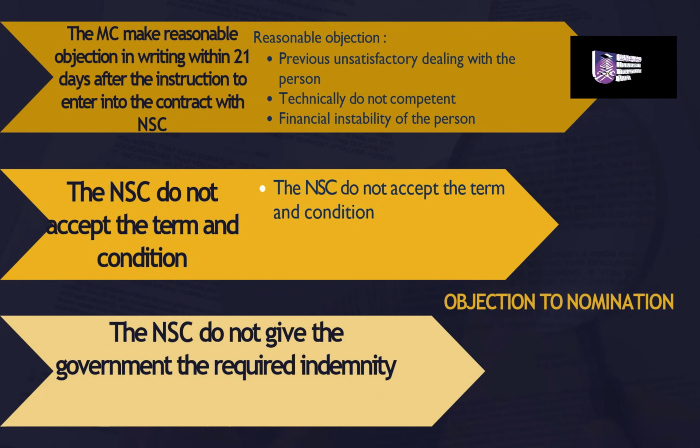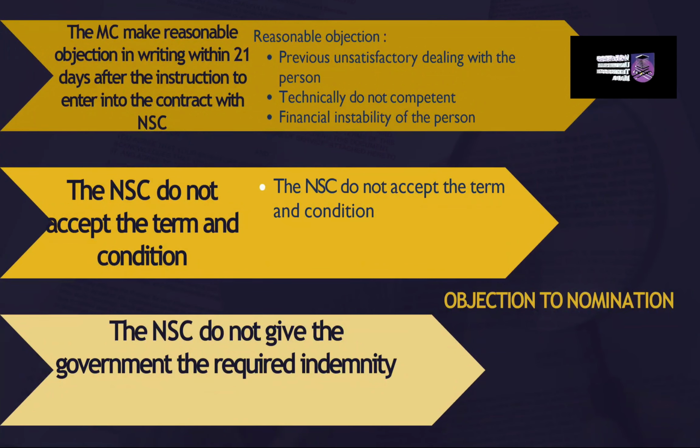Some examples of grounds for reasonable objections are previous unsatisfactory dealing with the person, technical incompetence of the person, and financial instability of the person. Reason number 2: if the proposed subcontractor will not accept the terms and conditions of the subcontract. Examples in this case are: number 1, completion date of subcontract work exceeding that of main contract. Number 2, subcontractor cannot comply with the provision of the main contract. And number 3, some additional conditions imposed by the subcontractor.